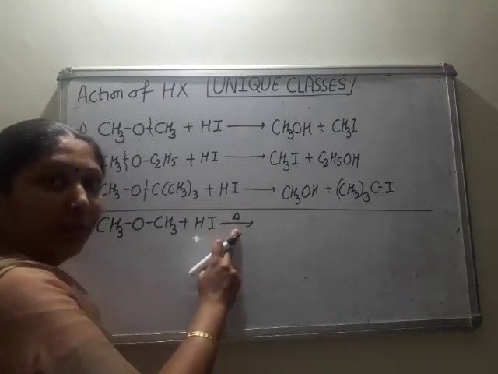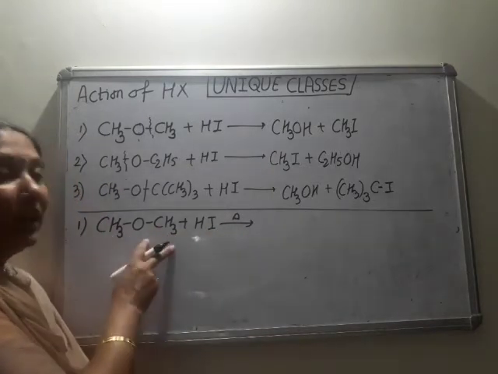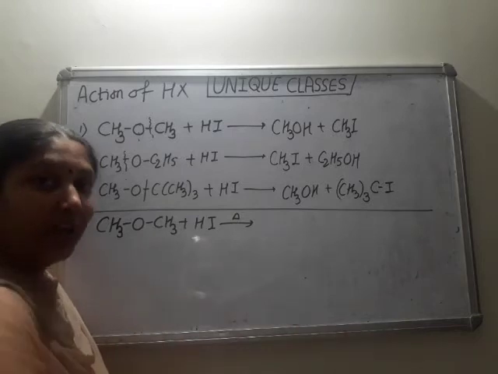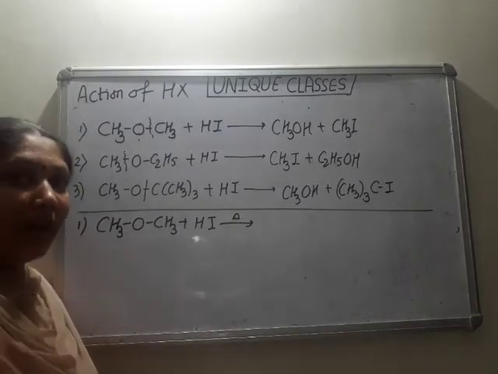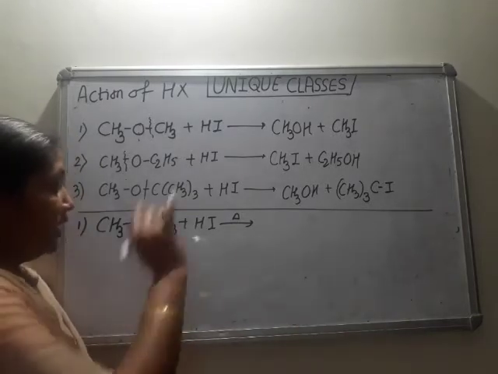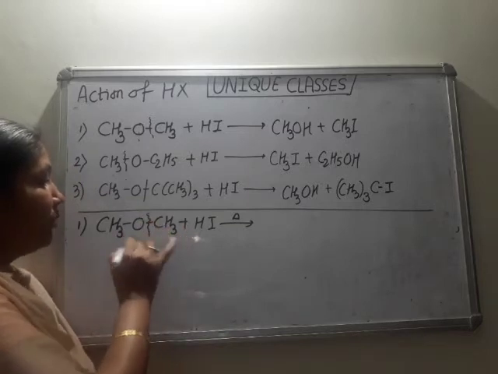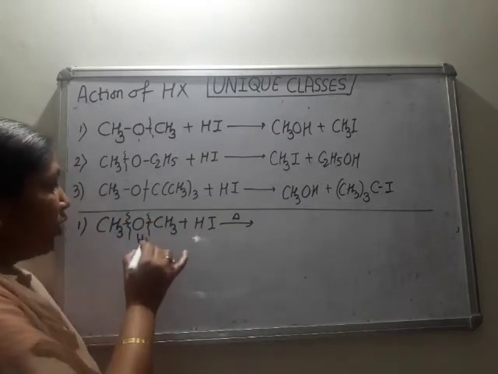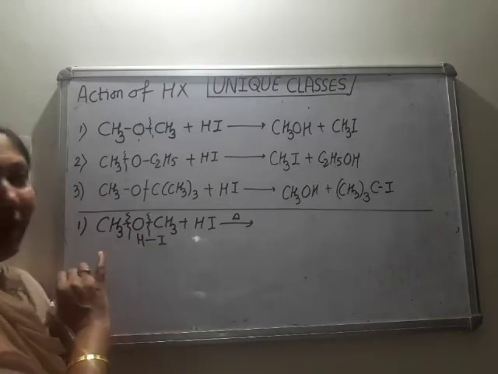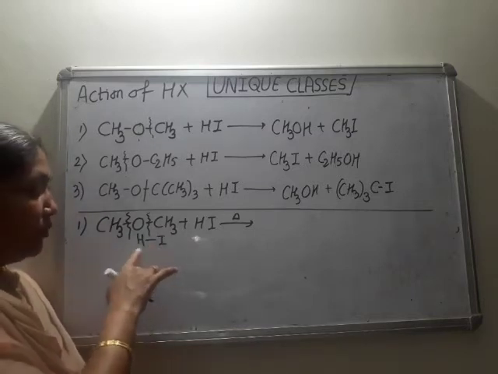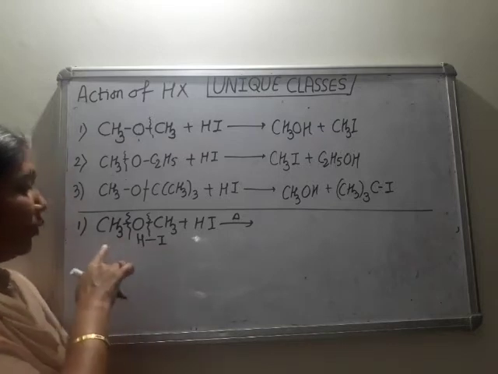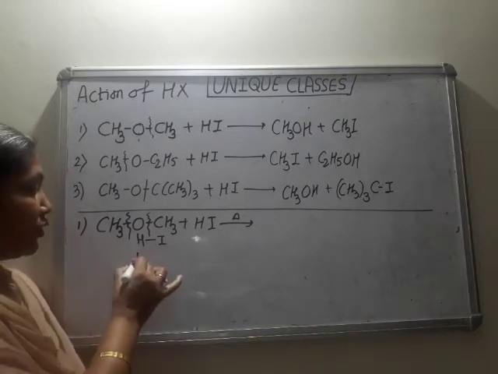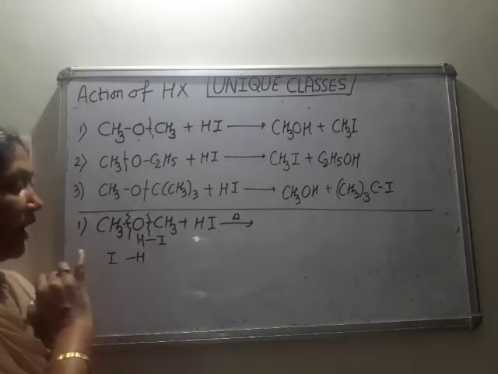At higher temperature, both alkyl groups can be detached from that ether molecule. So this bond breaks as well as this bond breaks. H goes to oxygen and the halide part goes to the alkyl group. So 1 mole of HI is used. One more HI is required. So H goes to this and I goes to this.